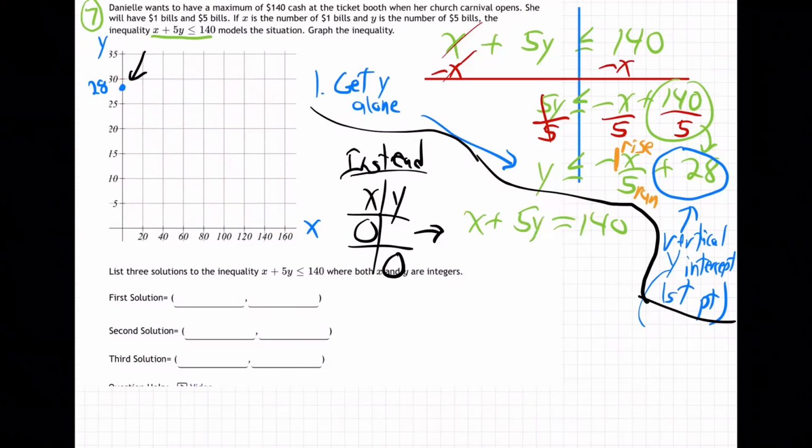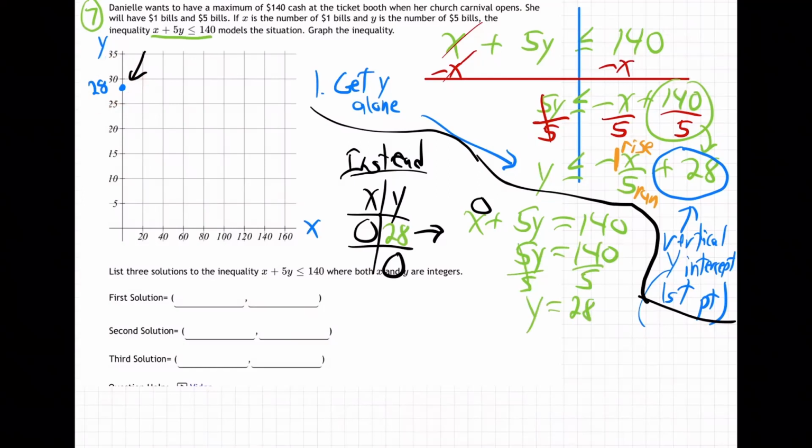Okay, so plug in 0 for X right here. And what do you get? You get 0 plus 5Y is 140. And 0 is nothing, that's just gone. Divide by the 5 in order to solve, and you get 28. We already had that one. That's what I mean. It's right there, over 0 up 28. So we're just getting, again, the point we already had. Now we're ready to get the new one.